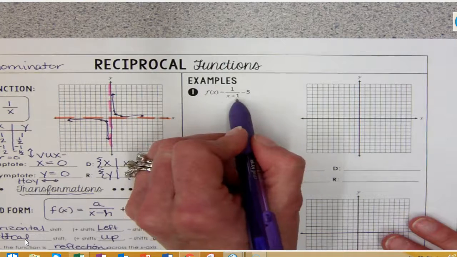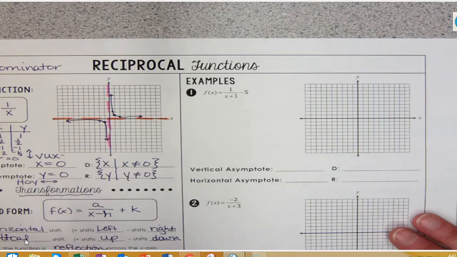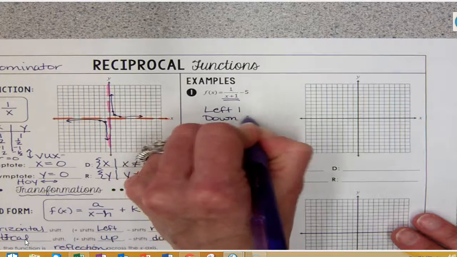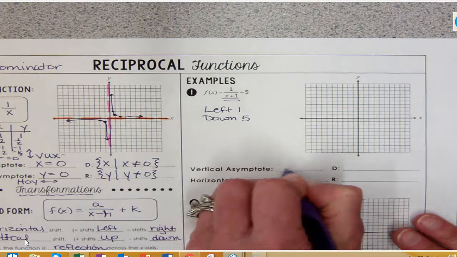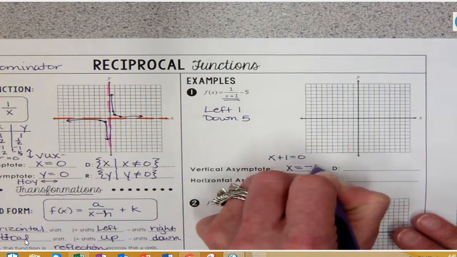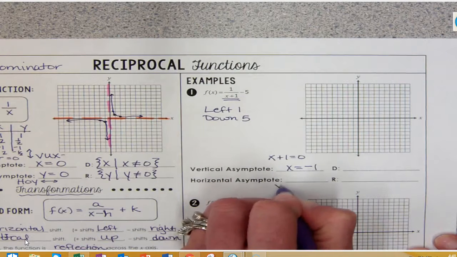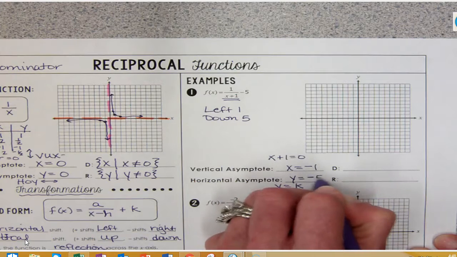Hopefully that makes sense. So let's look at some examples. We've got 1 over x plus 1 minus 5. So what do you think is going to happen to this? Let's go ahead and write it out like we would normally do. This is going to cause the graph to shift left 1 and down 5. My vertical asymptote is going to be set x plus 1 equal to 0, and I'd be left with x equals minus 1. My horizontal asymptote is going to be y equals k, which is y equals negative 5.